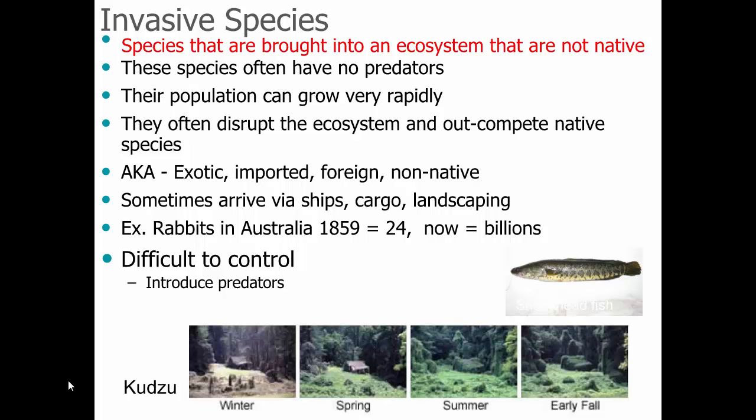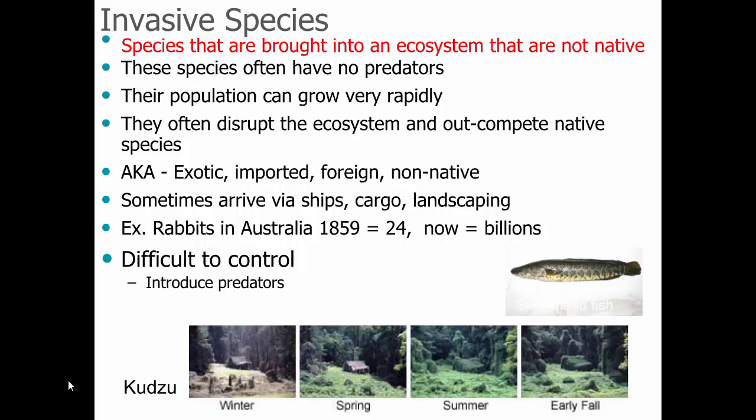Some other terms here that you should recognize. I usually call them invasive species. Other terms that are sometimes used: exotic species, imported species, foreign species, non-native species. They all really are referring to the same thing. Species brought from one area into another, which often causes problems.